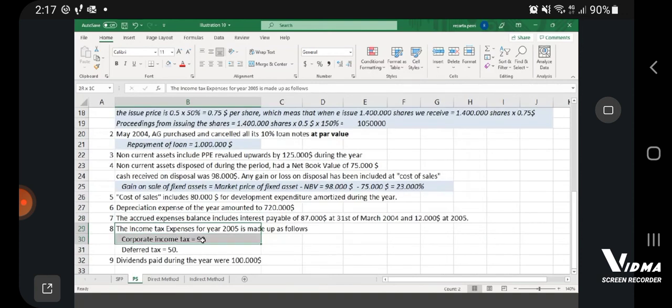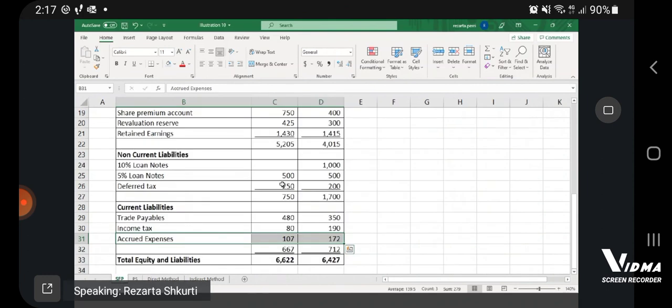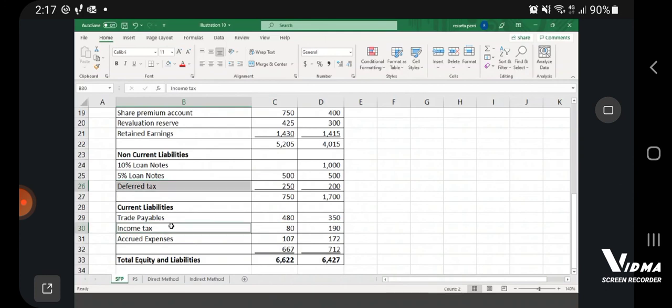The income tax expenses for year 2005 are made up of these items: corporate income tax and deferred tax. So we have two items included in the tax expenses. Now let's get back to the statement of financial position. You can see here that we have two lines of items of taxes as well. We have one item, deferred tax, under non-current liabilities, and one item, income tax, under current liabilities. So both of them will be taken into account when we calculate the taxes paid.